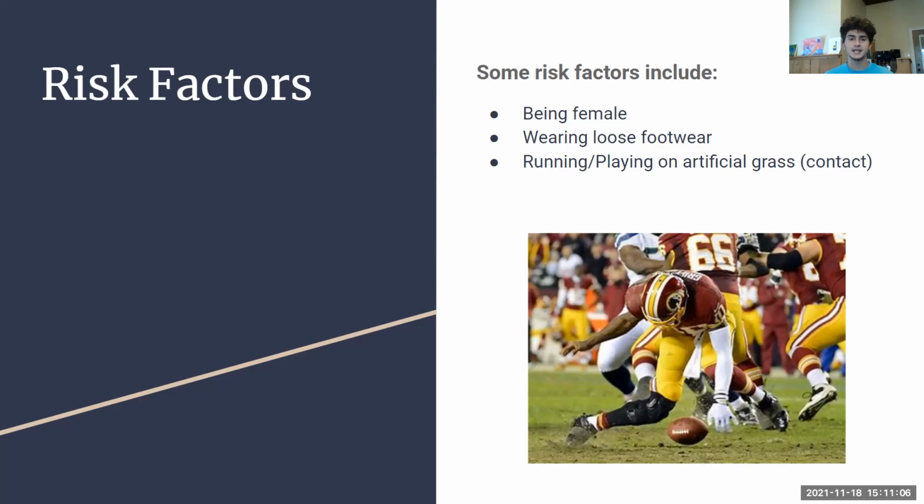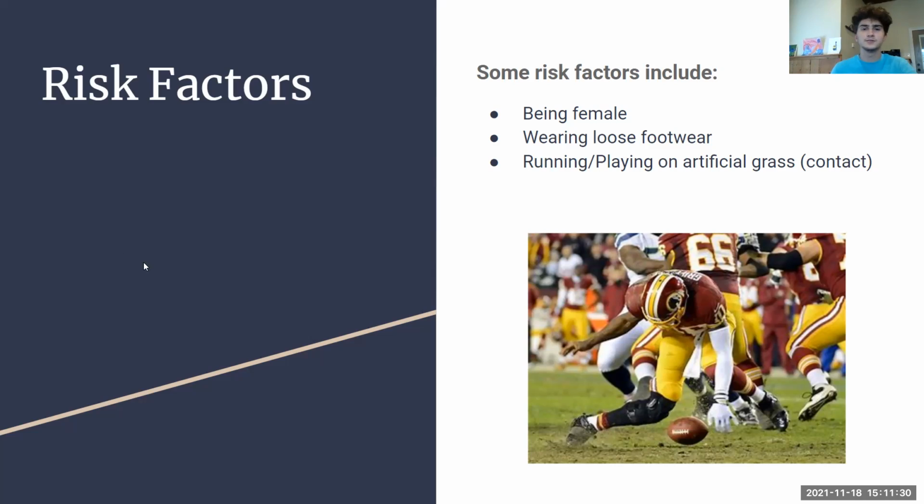Last thing is being active on artificial grass, especially if you play contact sports, because artificial grass is more slippery and less coarse than real grass. You don't have that same grip as you do on real grass to keep you steady and stable. So artificial grass creates less stability, which results in more susceptibility for slips and falls, which can result in ACL tears.